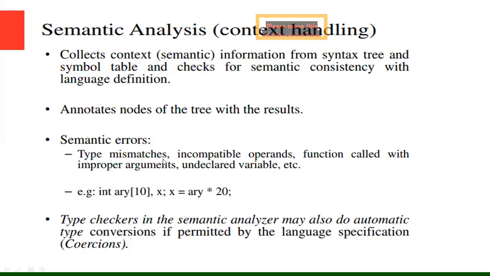For example, float a equals 10, float b equals 10, and float c equals a plus b. Here we are using all float values. In the previous case, we took int a equals 10, b equals 20 and used float c equals a plus b, converting the integer values to float values. Those are the types of mismatches.